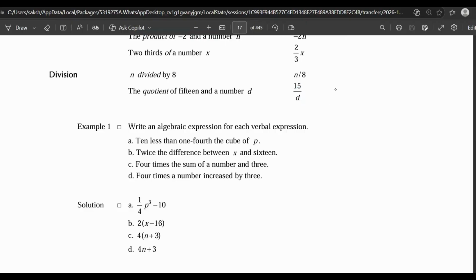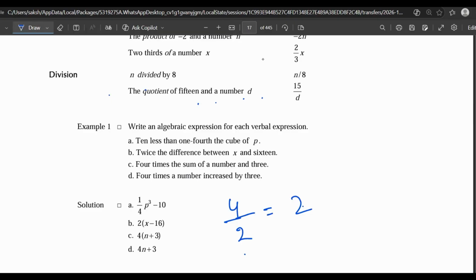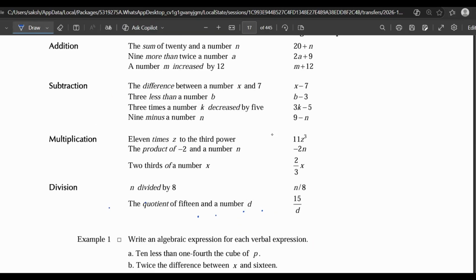I don't know the quotient for this one. This 15 is going to be your dividend and this D is your divisor, and I have to find the quotient. Remember the thing I wrote here? 4 divided by 2, and whatever value I get for this one, that is 2, that will be my quotient. So the quotient of 15 and the number D. Okay. Clear?